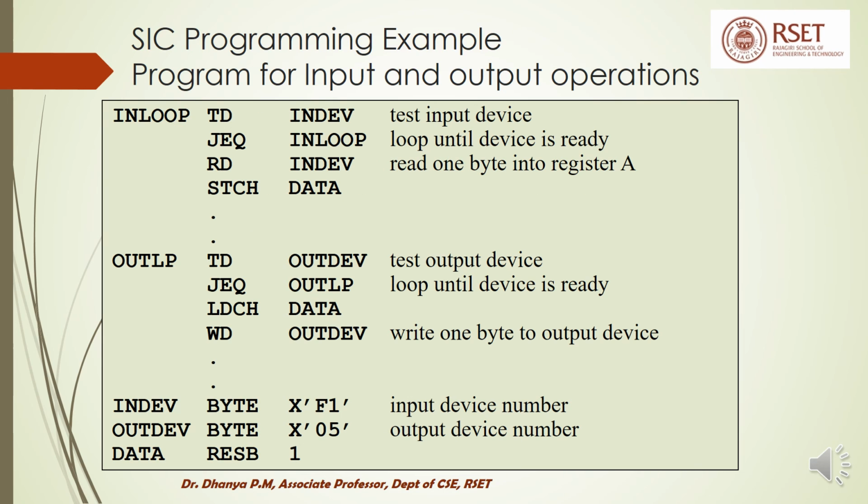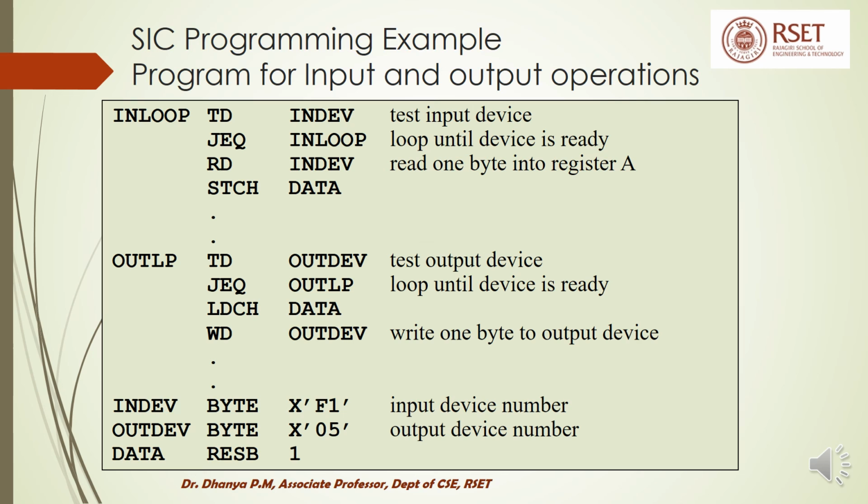This program reads data from an input device and gives it to an output device. Here the input device is with the number F1 and the output device is with the number 05. So first of all, before transferring, we have to test whether the device is ready for data transfer. So this testing is done with the statement TD. TD indev will test the input device.